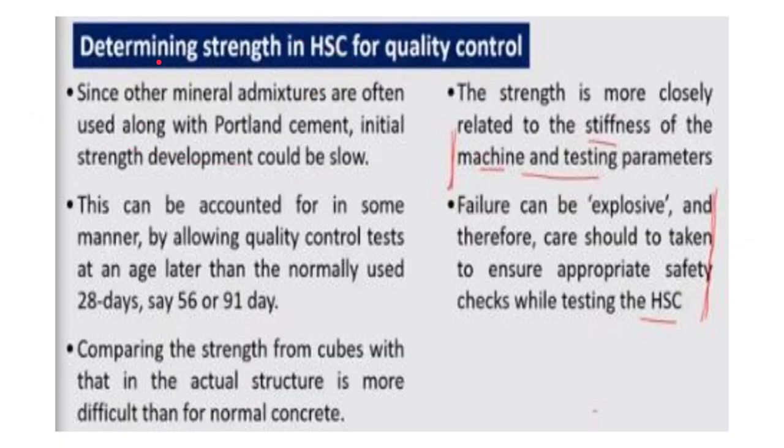Now, determining strength in HSC for quality control. Since mineral admixtures are often used along with Portland cement, initial strength development could be slow. Generally, with cement alone the strength gain is much steeper than normal, but because we are using mineral admixtures, initial strength development could be a little slow. This can be accounted for by allowing quality control tests at an age later than the normally used 28 days. So 28 days, that is 4 weeks, is when we do the quality control or compressive strength test. But for HSC, we can extend it up to 56 or 91 days, that is 8 weeks or 13 weeks. So this can also be done.